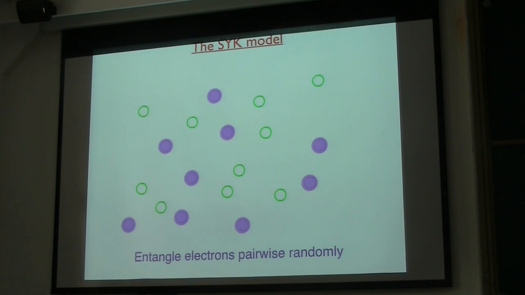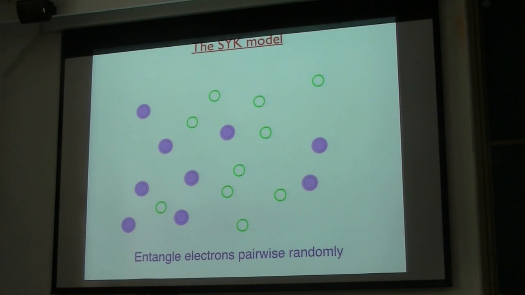You pick any pair of sites, they can tunnel to any other pair of empty sites or orbitals or whatever you want to call these positions. And every one of these processes is allowed and has some random amplitude. Just take them to be random numbers. And that's the SYK model.